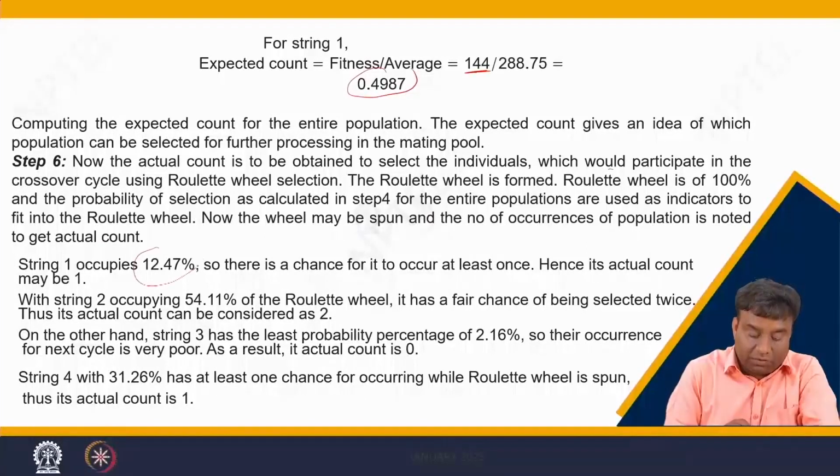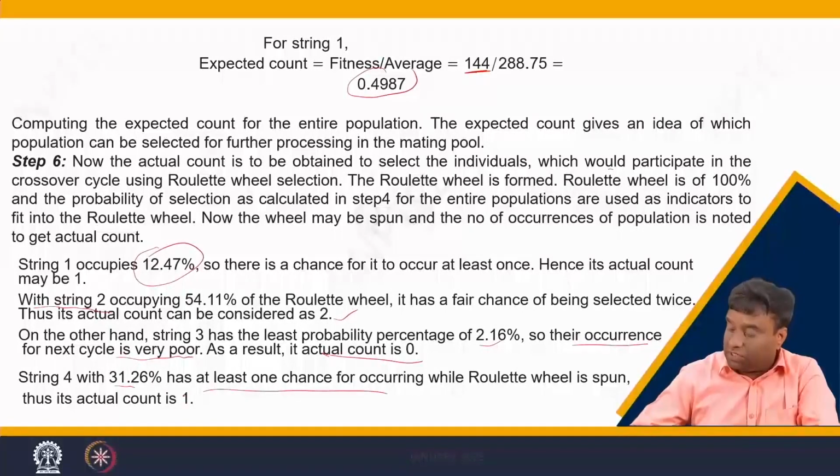String 1 occupies 12.47%, so there is a chance it occurs at least once, hence the actual count may be 1. String 2 occupies 54.11% of the roulette wheel, so it has a fair chance of being selected twice. Thus the actual count is considered as 2. The next string is 2.16%, so the chance of occurrence in the next cycle is very low, so the actual count is 0. String 4 is 31.26%, so there is at least one chance of occurrence on the roulette wheel. So the actual count is 1.